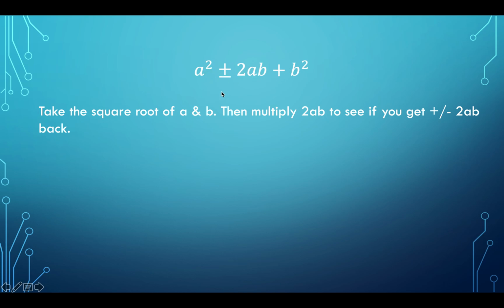So what we're going to do for these problems is take the square root of a and take the square root of b. Then we're going to multiply 2ab to see if we get our positive 2ab back or our negative 2ab back. Remember, if you have just a variable, the square root of a variable squared is that variable itself. So just say you had j squared, the square root of j squared is just j.